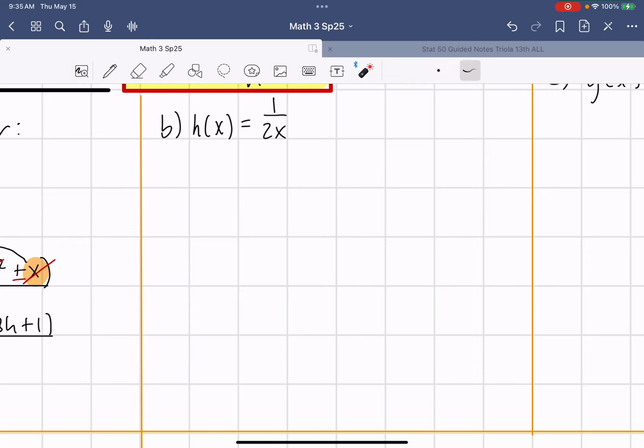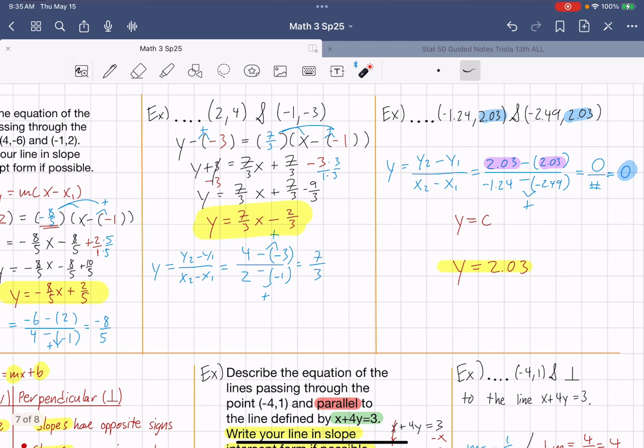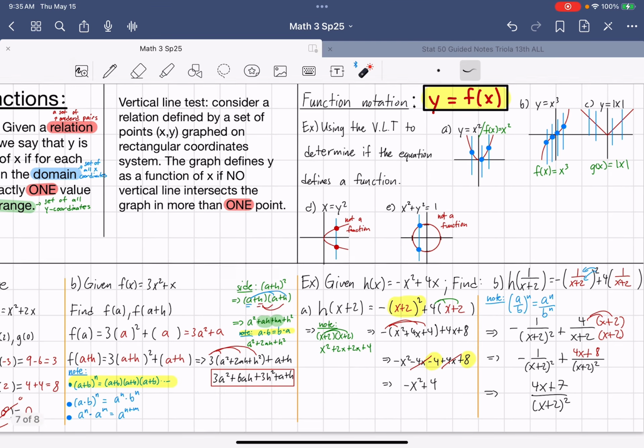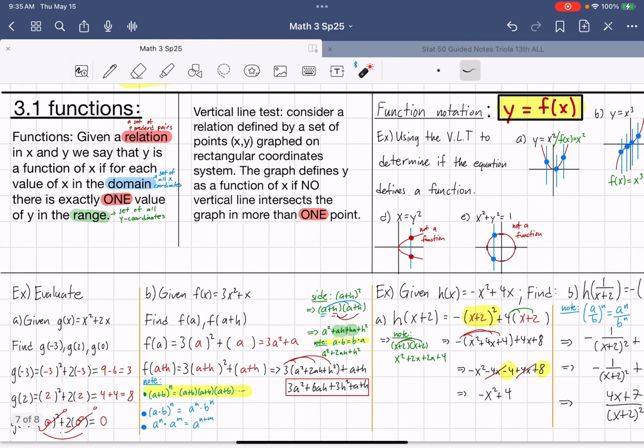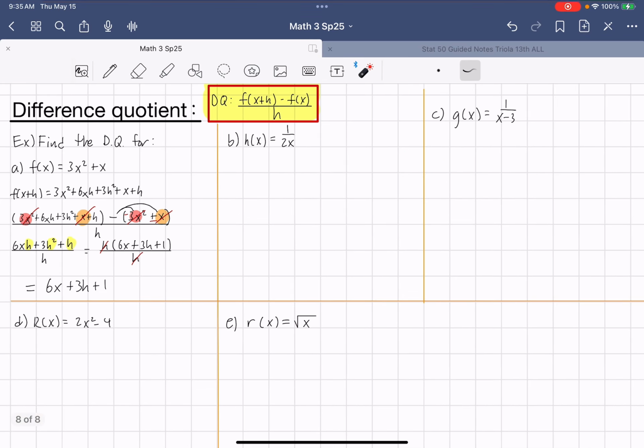So here we have 1 over 2x, which I believe, I could be mistaken, that we did not write with it. That's fine. Here we go.